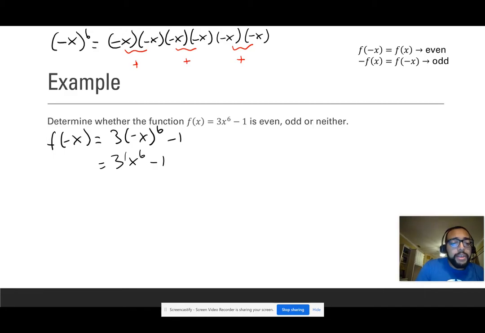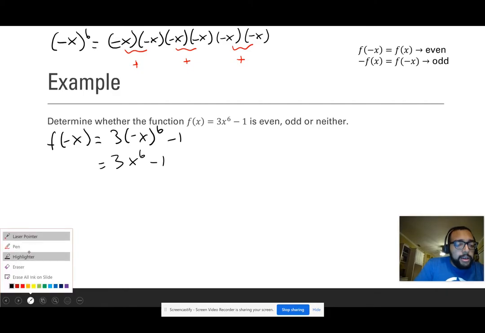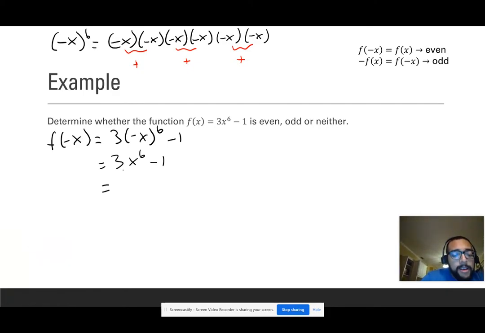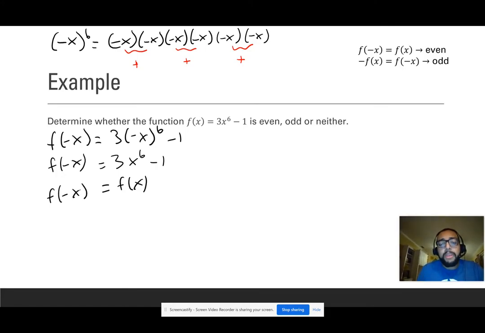If you notice about this, after I apply the negative x to my function, I get the same thing. I get f of x. Let me get a pen. That is the same thing as f of x. So we're effectively just saying this: f of negative x is the same thing as f of x. When we have that, that means we have an even function.